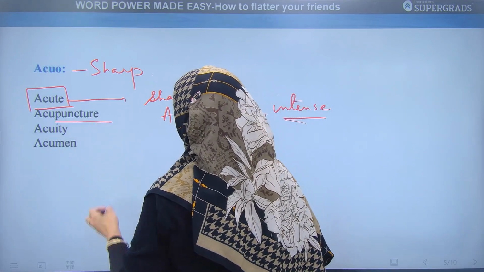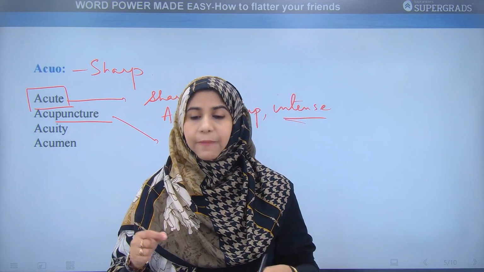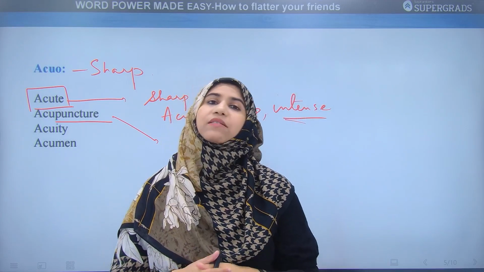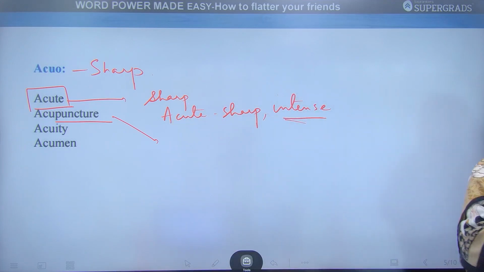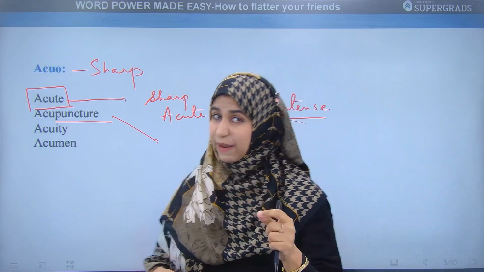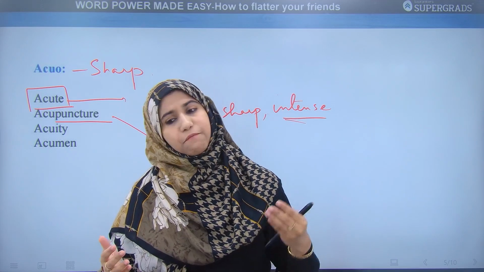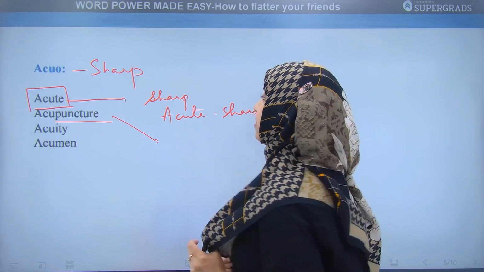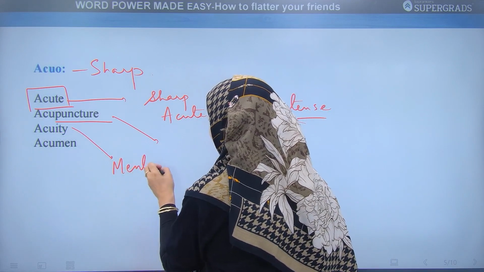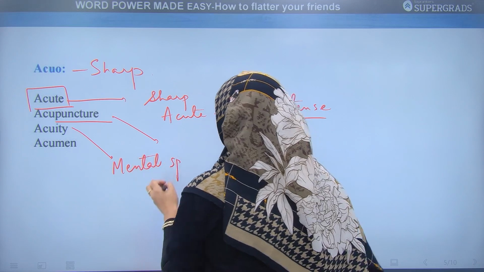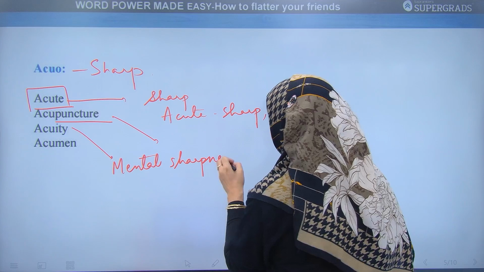Acupuncture comes from this. We know acupuncture, जहाँ पे आप needles specific points पे डाल डाल के एक alternate therapy होती है. It's a kind of alternate therapy where we actually prick some specific points in a person's body to relieve them of pain and of multiple diseases as well, right? Acupuncture. Acuity refers to the mental sharpness or keenness.